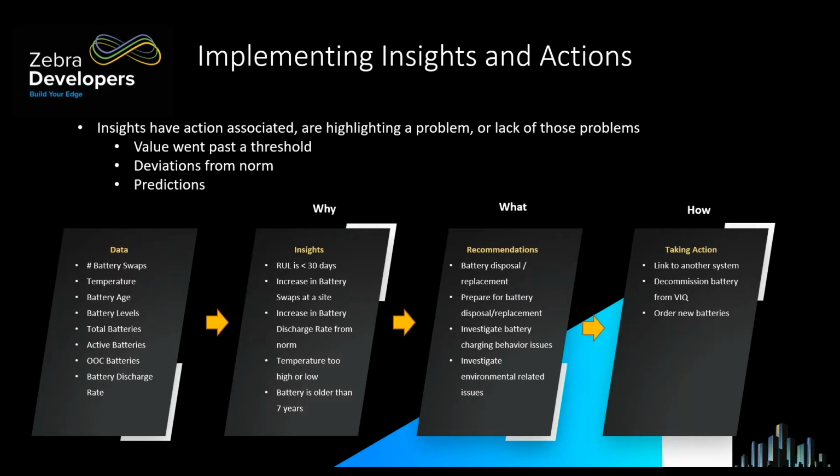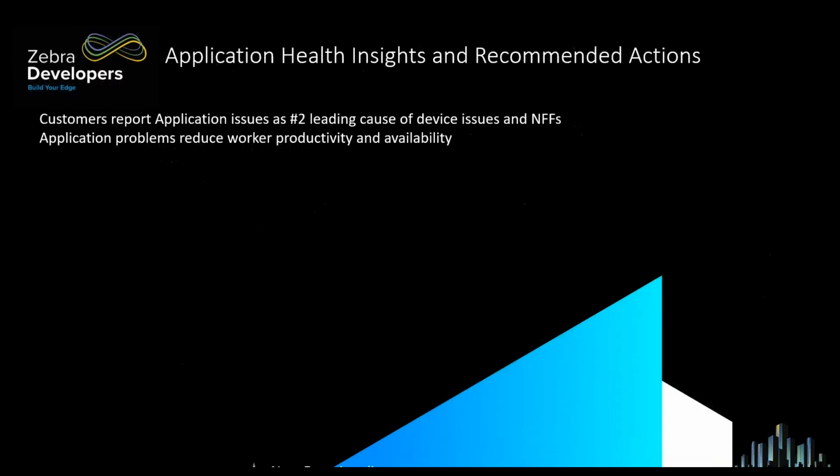When any deviation happens which is higher than normal, based on the threshold we understand whether it is really higher than normal or not, we show the effective data information to our customer. Why it happened, which is nothing but our provided insight. What is the recommendation and how it has to be fixed, or what action needs to be taken by our customer. Next slide, please.